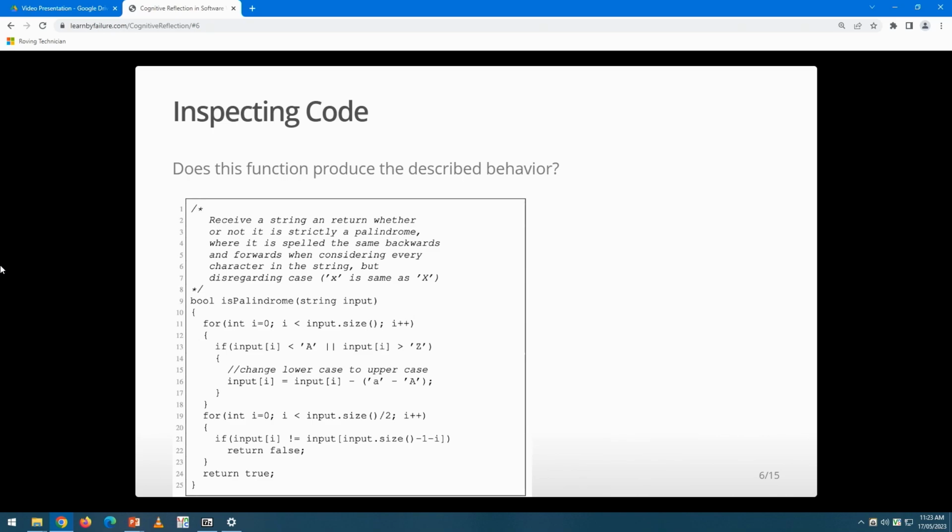Those two additional questions were in this format where I gave them a description of what a function is supposed to do in comments, and then gave them a C++ implementation of that and asked them to determine whether or not that implementation met the criteria that had been provided. In this example, it was simply an is palindrome function that checks to see if a case insensitive version of a string is the same spelled backwards and forwards.